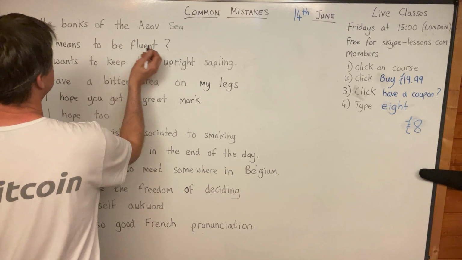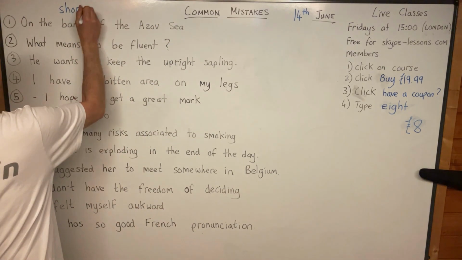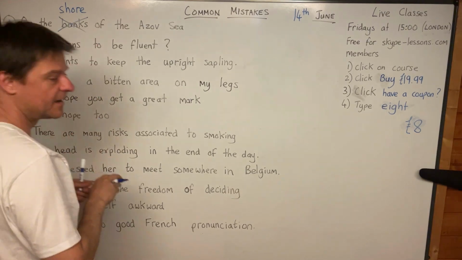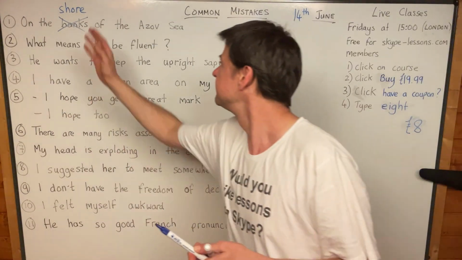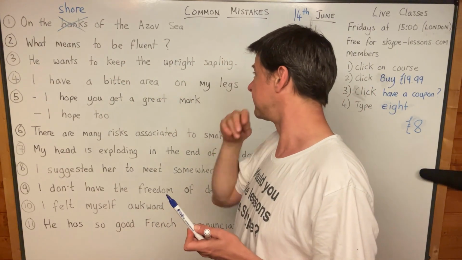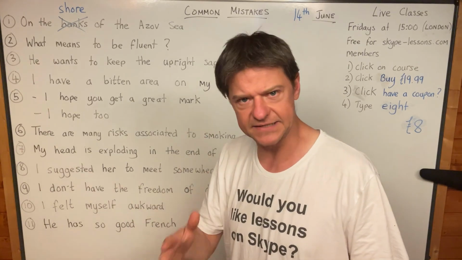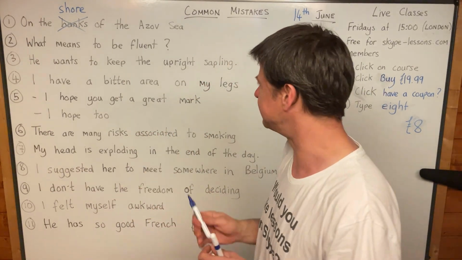On the shores or on the shore of the Azov Sea, and you could even make it plural if you want to, but on the shore, when you're talking about a sea has a shore. Okay, so on the shore of the Azov Sea, or on the shores of the Azov Sea. Okay, but land has a coast, sea has a shore. So I'm pretty sure I've got it right this time.